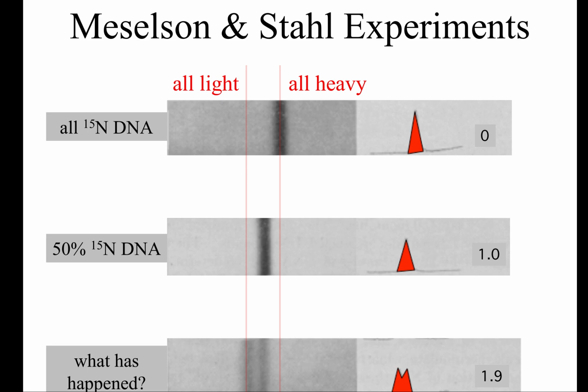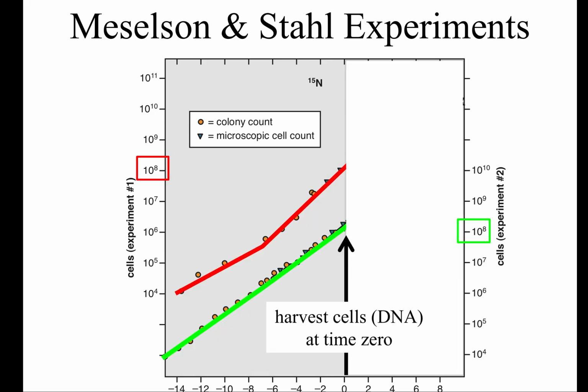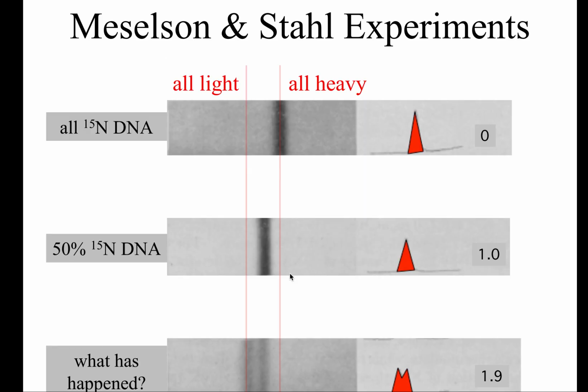Okay, so when they look at the part of the experiments where all they got was heavy nitrogen, they get a band in the density that indicates that all the DNA they've got is heavy nitrogen. It shows up lower in the tube and it's all heavy. Okay, that makes sense. That's all they had to work with.